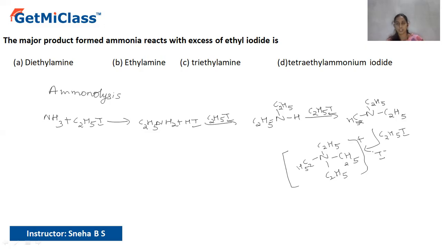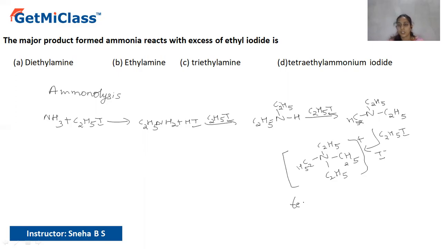So in this reaction, in every step, successive addition of an ethyl group takes place to the nitrogen. If you observe the reaction, first when ammonia is treated with ethyl iodide, a primary amine is formed. Next the secondary amine, after that the tertiary amine, and after that the quaternary ammonium salt is formed. So the final product is this one, the quaternary ammonium salt. You can name it as tetraethylammonium iodide.